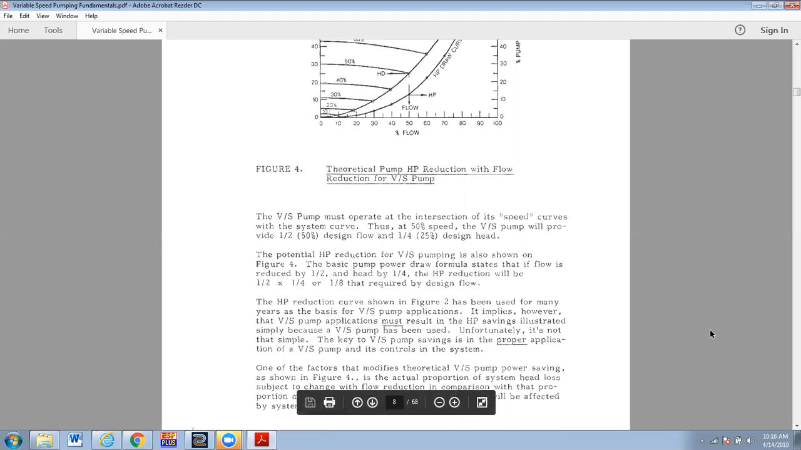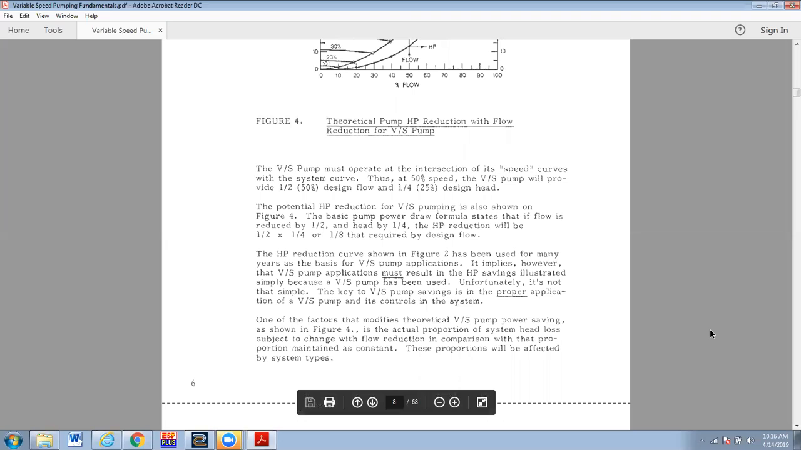Down here at this last paragraph, I think I'll read this. This is kind of starting to get to the crux of the matter. One of the factors that modifies theoretical variable speed pump power savings, as shown in figure 4 above, which we were just looking at, is the actual proportion of the system head loss subject to change with flow reduction. That would be the frictional head loss in comparison with that proportion of the total head loss maintained as a constant. And that's what I call the static head.